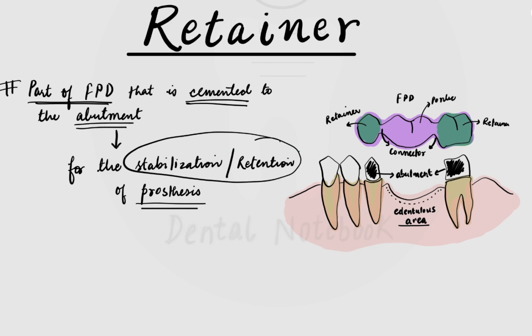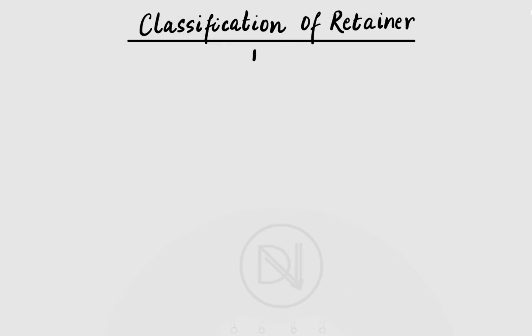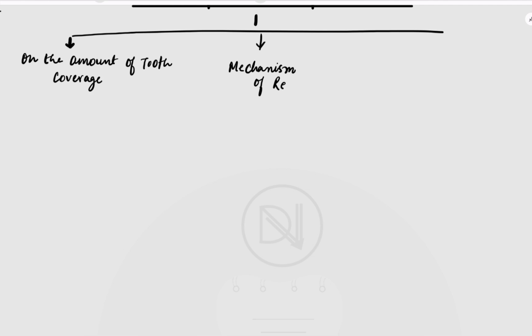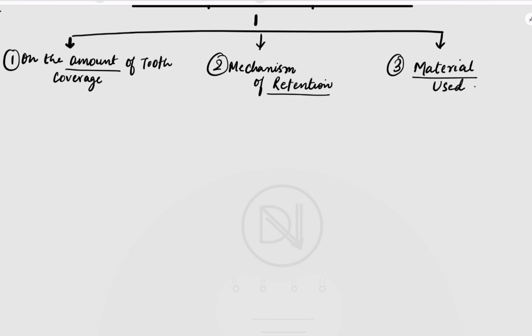There are different types of retainers which can be fabricated for fixed partial dentures. They are classified, first, on the basis of the amount of tooth coverage; second, on the basis of the mechanism of retention; and third, on the basis of the material used.